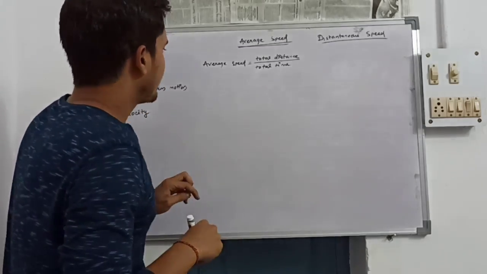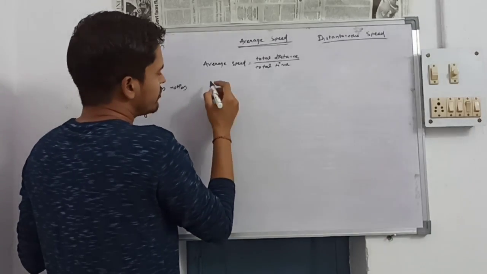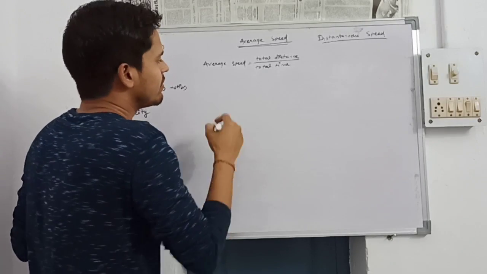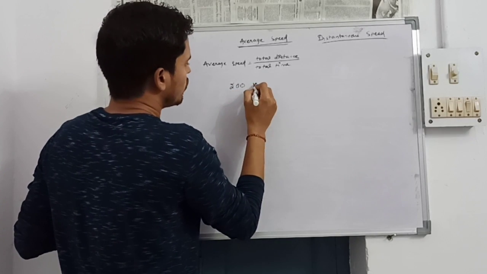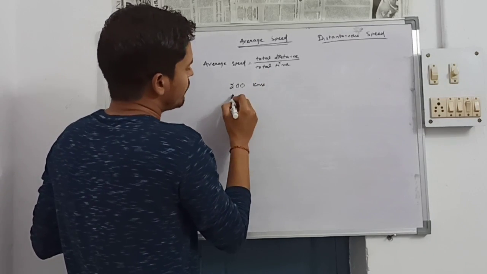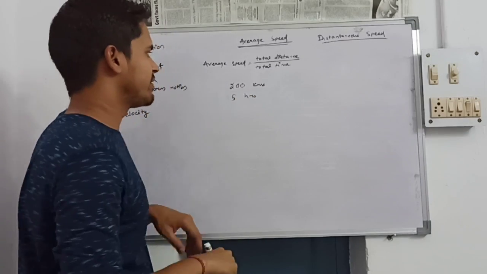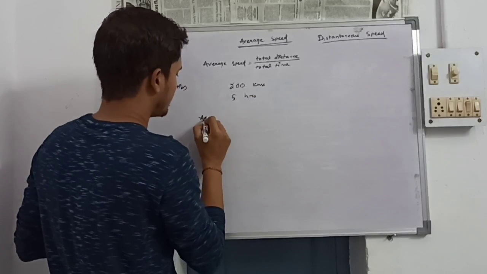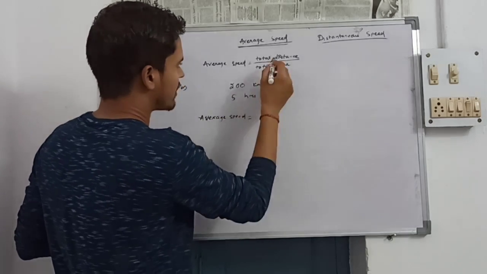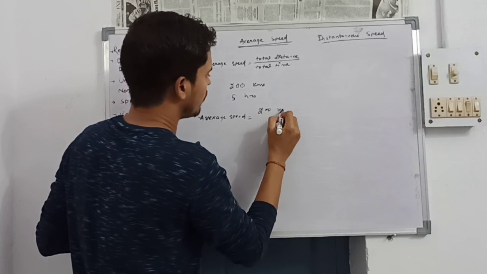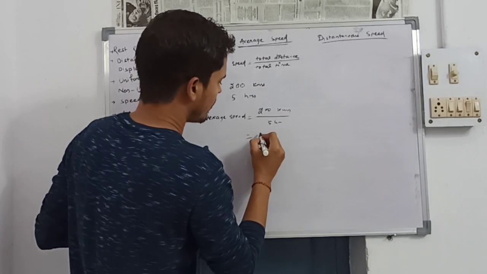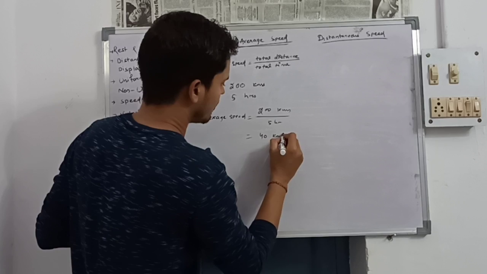Take one example. From Keonzhar to Joda, the distance is 200 kilometers, and you have taken 5 hours. Then the average speed is total distance by total time, that is 200 kilometers by 5 hours. 200 divided by 5 is 40. So 40 kilometers per hour.